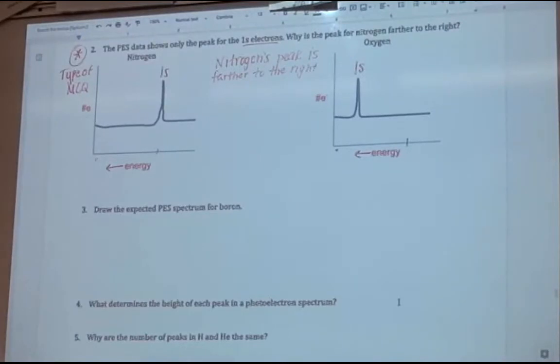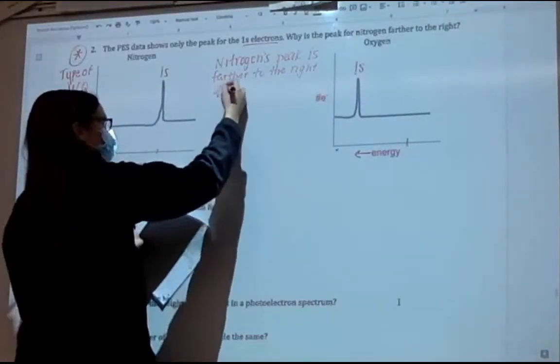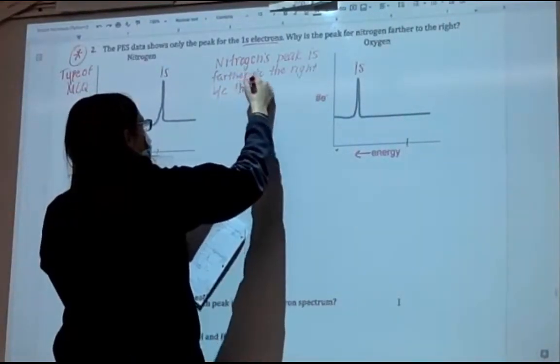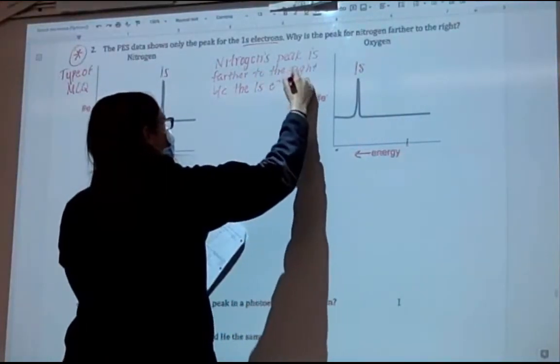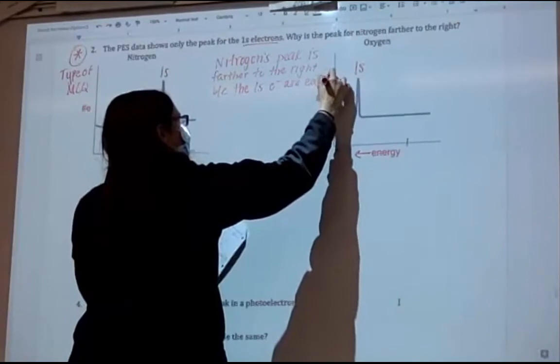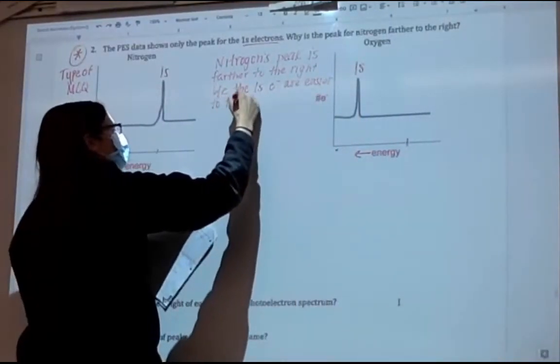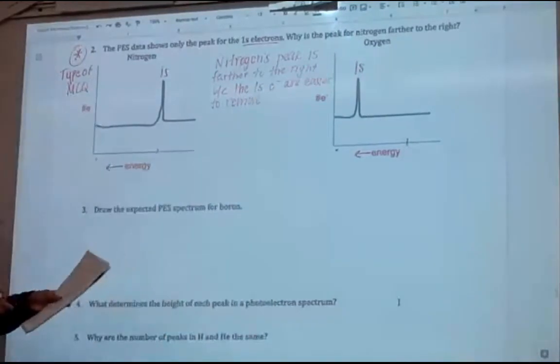That means that nitrogen's 1s peak is less energy. Less energy means it's easier to remove. So it's farther to the right because the 1s electrons are easier to remove. And then we want to think about why. So we gave the answer, but they always want the why as well. So nitrogen's peak is farther to the right because the 1s electrons are easier to remove.